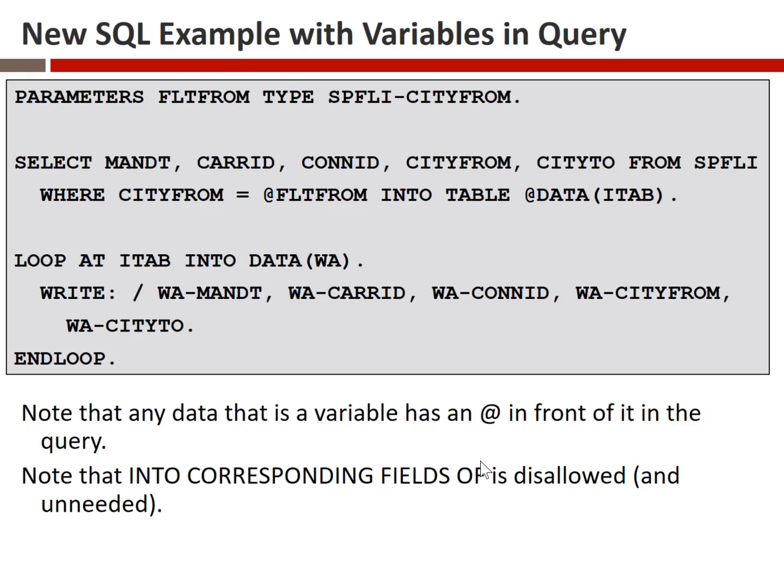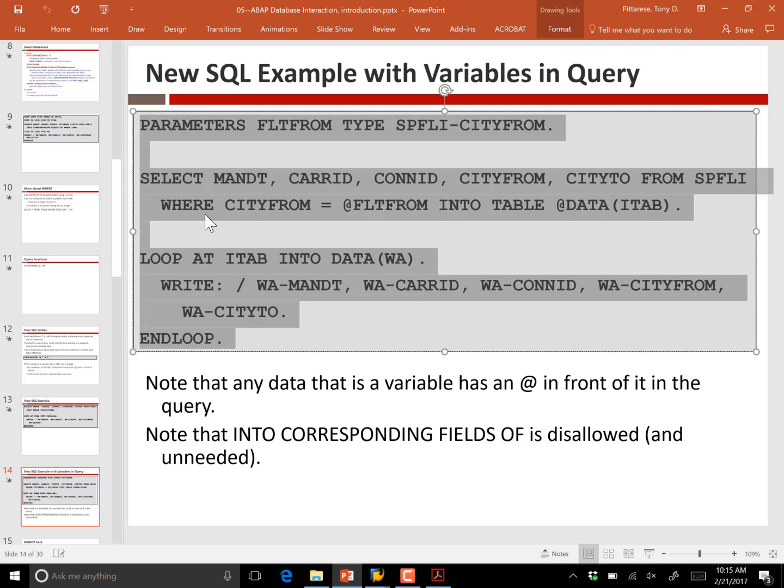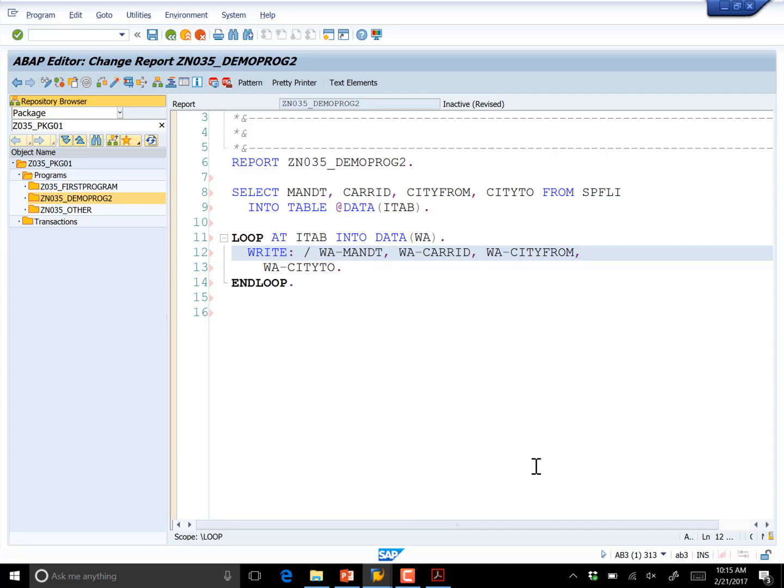Note that any data that is a variable has an @ in front of it in the query. And notice as well, into corresponding fields of is not just not here, it can't be there. The new select statement does not allow into corresponding fields of. That's because it's unneeded. It knows that it's going to put it in the corresponding fields, because that's how it's going to create this internal table to begin with. So let's just run this code to demonstrate that it works and give you a chance to see if you have any questions about this.